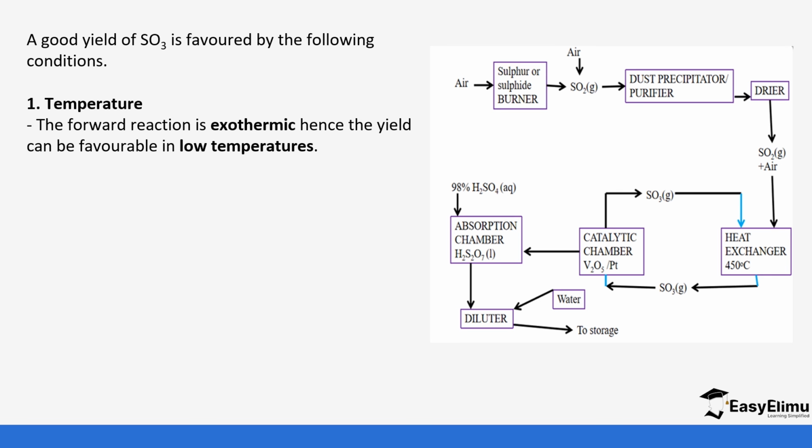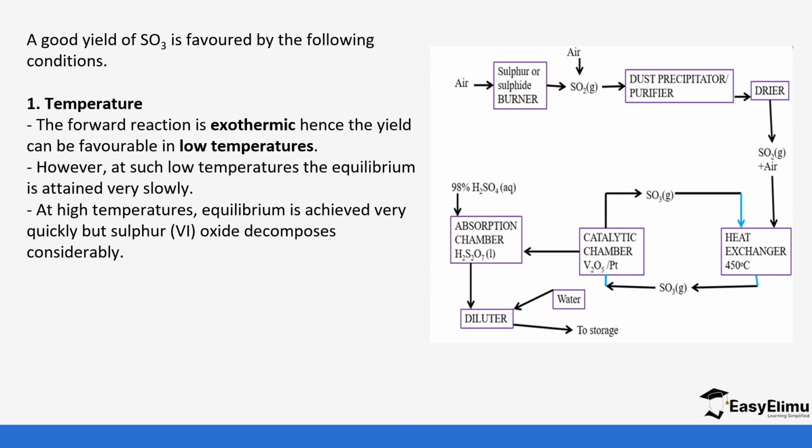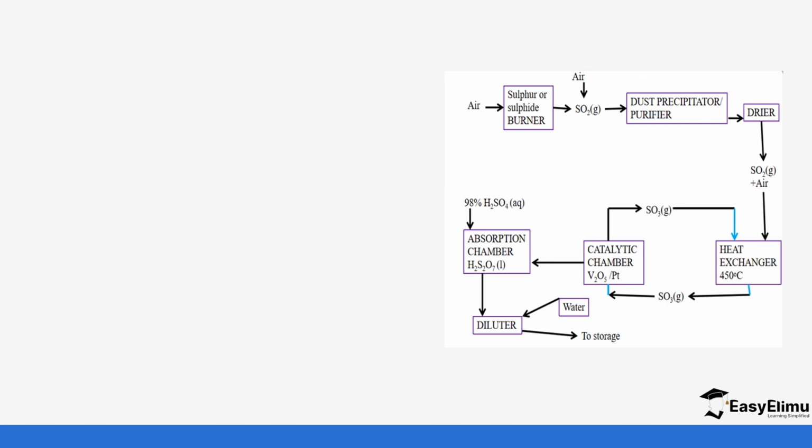We do not want to pump more heat into this reaction. But low temperatures usually lower the rate at which the reaction reaches equilibrium. So we usually settle on an optimum condition, because high temperatures also help the sulfur 6 oxide to decompose. You don't want it to decompose and you don't want it to be very slow. So an optimum temperature of about 450 degrees Celsius is usually used. It's very reasonable and it's not that expensive.